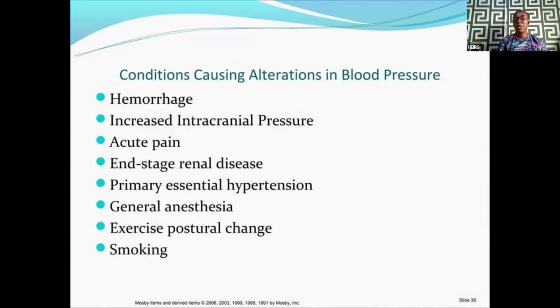So, still more on conditions that can alter blood pressure reading. Hemorrhage, that is bleeding. A patient who is bleeding, the blood pressure reading will drop down. A patient who has increased intracranial pressure, which is more common in elderly persons who had an accident, fell and hit the head, or has a brain tumor, a number of conditions like that may have blood pressure readings that are low. Someone who has acute pain, like an 80-year-old woman who sprains the ankle, blood pressure reading could be low. Then end-stage renal disease, primary essential hypertension, and a number of other things.